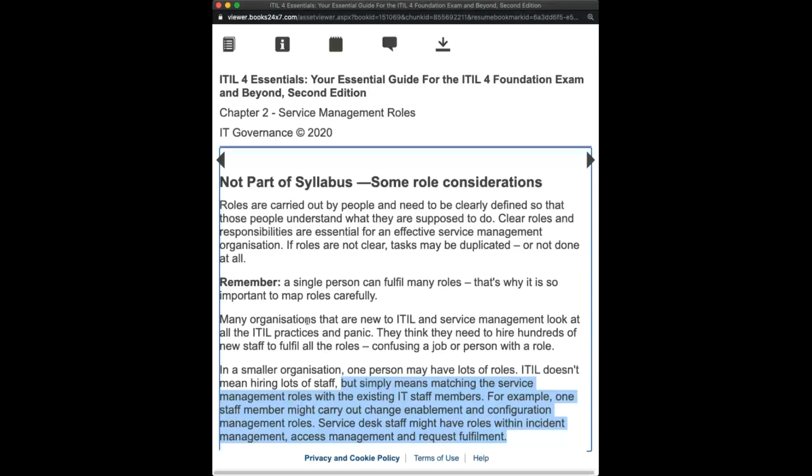So yeah, we don't need to talk about it. It's just saying that we really need to clearly define roles. I think the last one is important: the desk staff might have roles within incident management, access management, and request fulfillment. But we can discuss that later on.